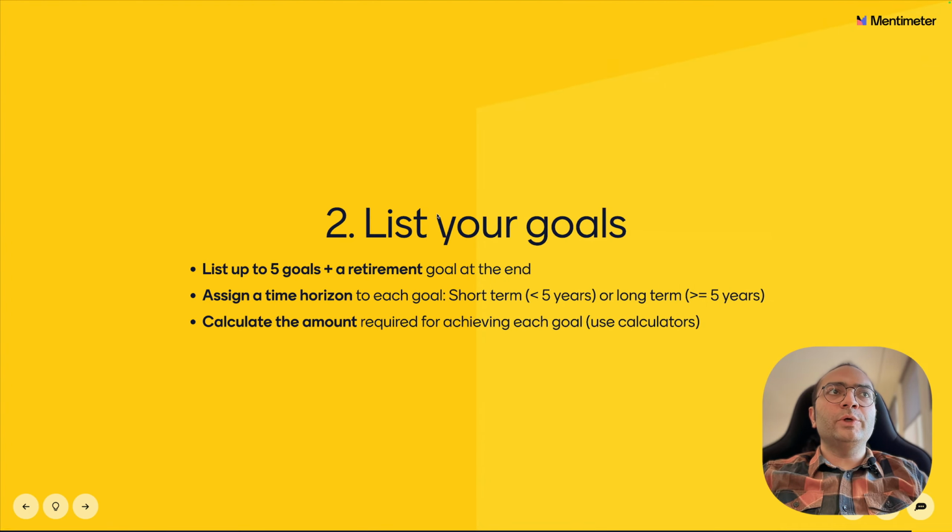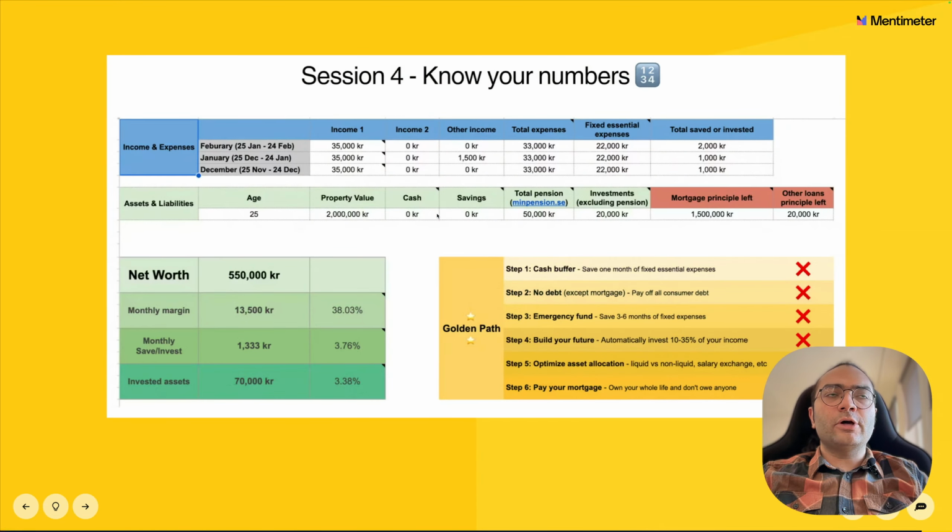But now we want to go into our next topic, which is now we understand where we want to go. Now we understand what our goals are. Now we want to realize and figure out where we stand today. We want to know our own numbers. So that is why this session is called Know Your Numbers.